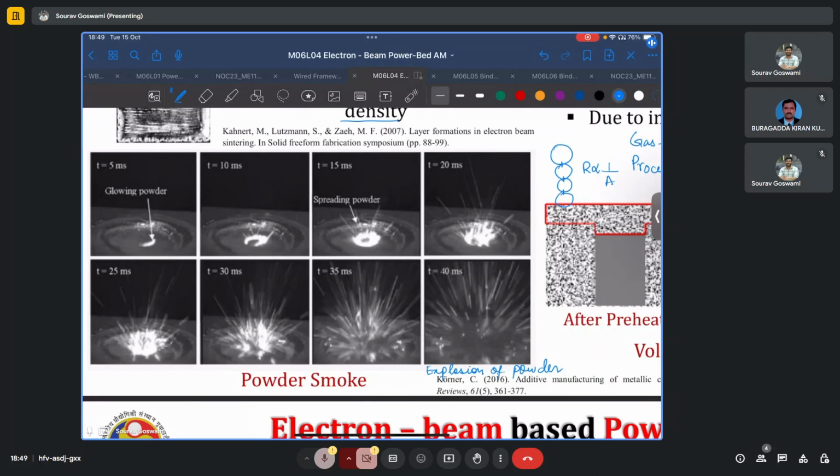So at t equals 5 milliseconds, the powder has started to glow. At 10 milliseconds, we see these initial spatter-like streaks. At 15 milliseconds, the powder is still spreading around, and by 20 or 25 milliseconds, we see that it has started to bounce far away from the powder bed. At 40 milliseconds, we see that no powder is left in the affected region.